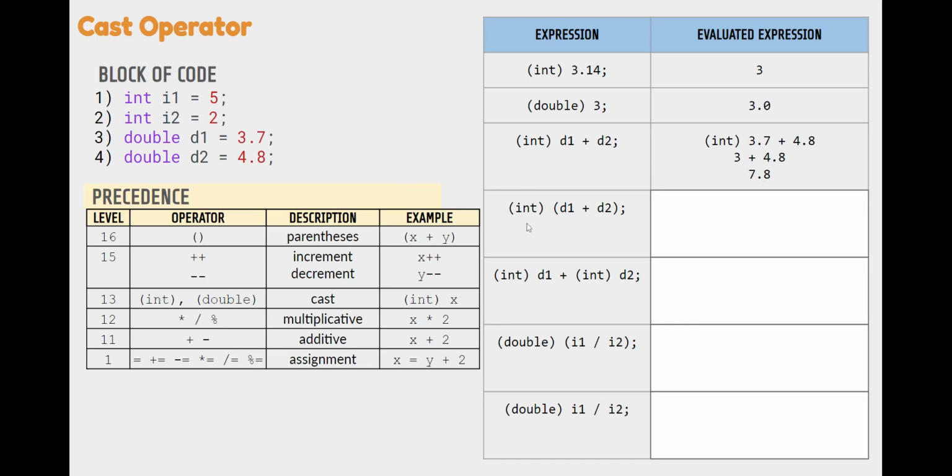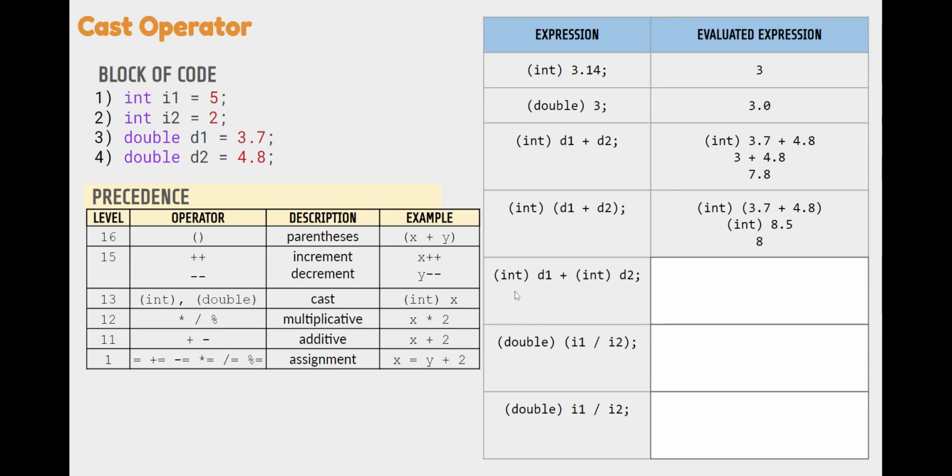Our next expression, we are using our int cast operator on the quantity D1 plus D2. Looking at our precedence table, the parentheses happens first. We are going to int up the quantity 3.7 plus 4.8. That addition happens first because it's inside parentheses. We're left with an integer cast of 8.5, and that's going to evaluate to an 8.